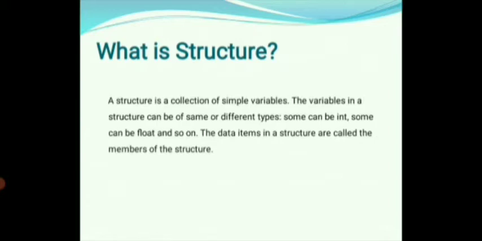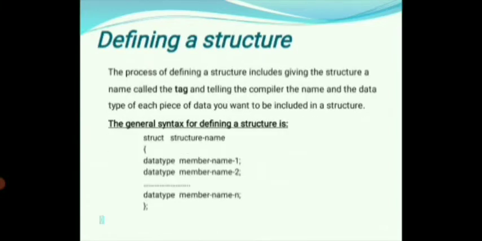Once again I repeat, a structure is a collection of simple variables. A variable in a structure can be of the same or different data types, such as int, float, double or character. These are all primitive data types. The data items in the structure we call members of the structure. So this is how we define the structure.